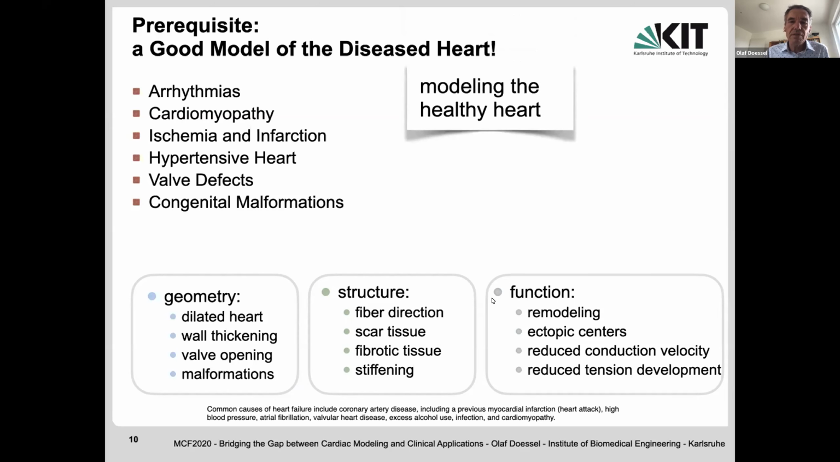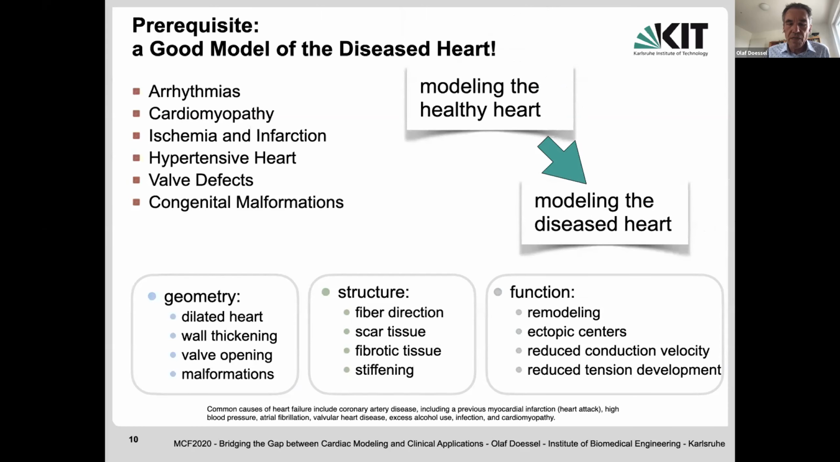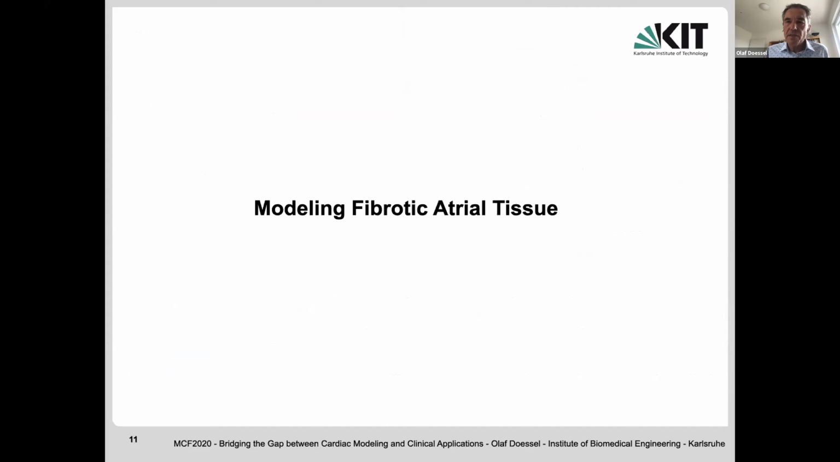And so I sometimes say we are quite good in modeling the healthy heart, but that doesn't bring any profit for a patient. We have to concentrate much more on modeling the diseased heart. And I will show you in the next slide that this is sometimes not so easy. So we are only halfway through if we model the healthy heart.